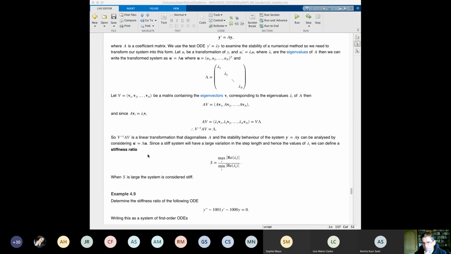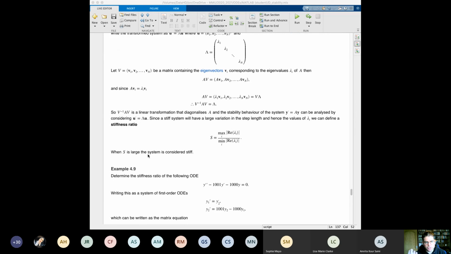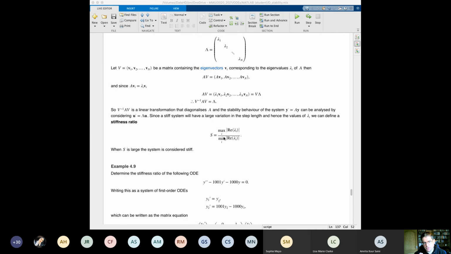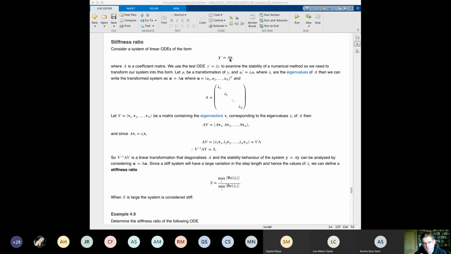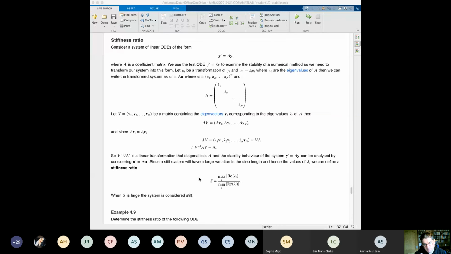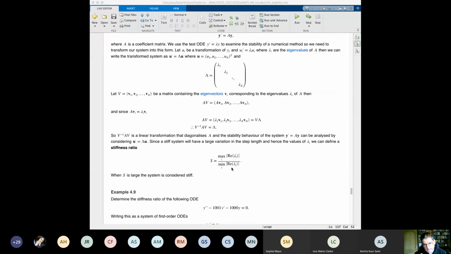So what we do is we have what's called a stiffness ratio. In other words, it's the maximum eigenvalue of A, remember, A is our coefficient matrix, divided by the minimum eigenvalue of A. And that gives us what's called a stiffness ratio. And if that's large, it means you've got a stiff system. If that's small, you haven't got a stiff system.